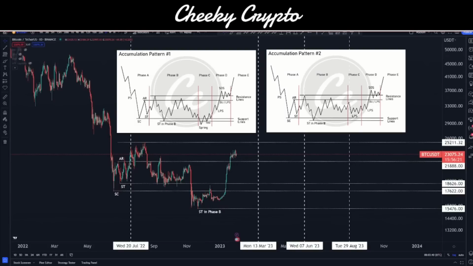Today guys, we're going to spend some time taking a look at the Wyckoff accumulation pattern, the weekly chart, the monthly chart, and of course taking a look at some of the Bitcoin whales data and what is going on with them.